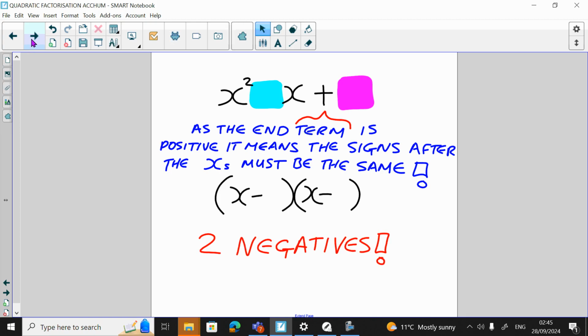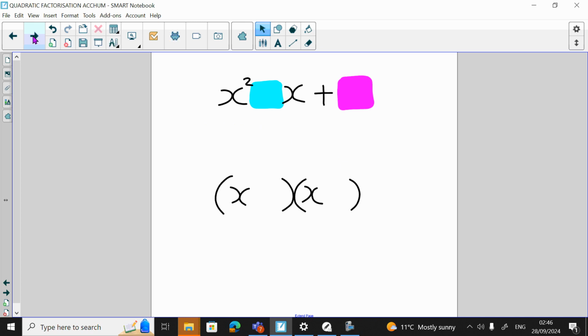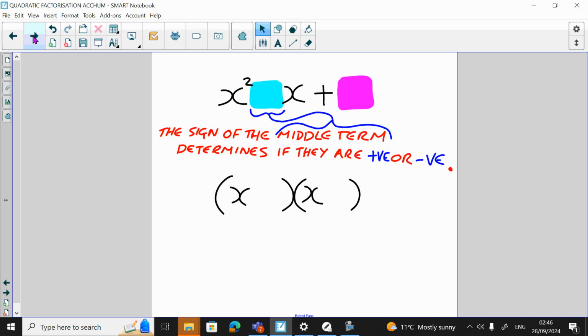So we need something else to make up our mind. Are they both positive or are they both negative? This is where the middle term comes in. We know to the right of both the x's we're going to have the same sign, but it's the sign of the middle term that shall determine if they're both positive or both negative.